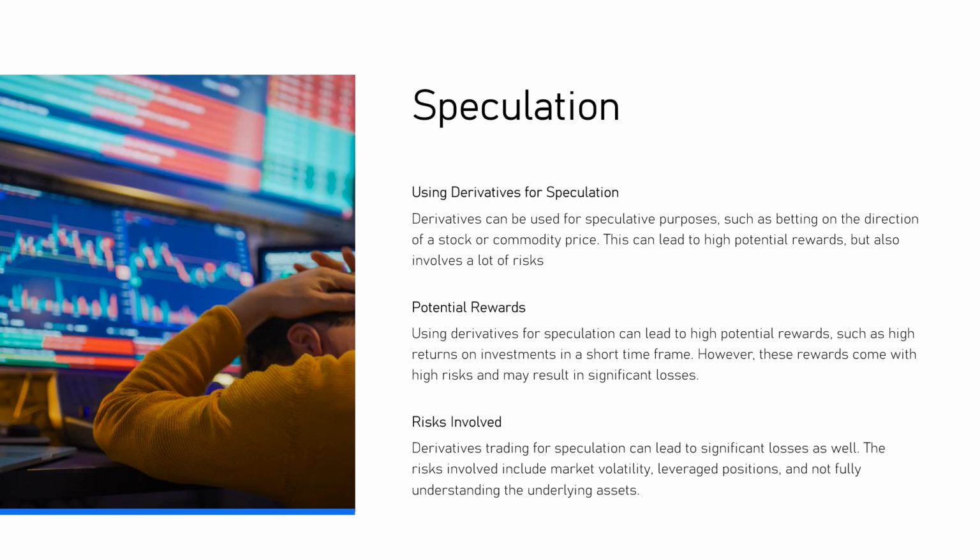Speculation. Using derivatives for speculation. Derivatives can be used for speculative purposes such as betting on the direction of a stock or commodity price. This can lead to high potential rewards, but also involves a lot of risks.